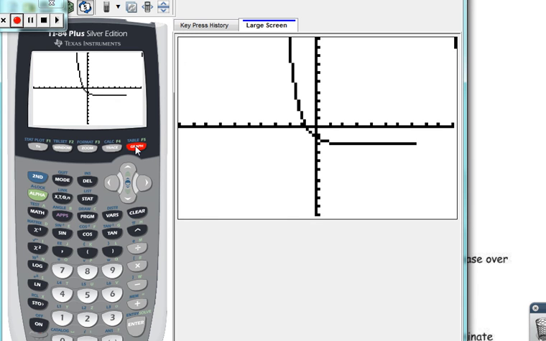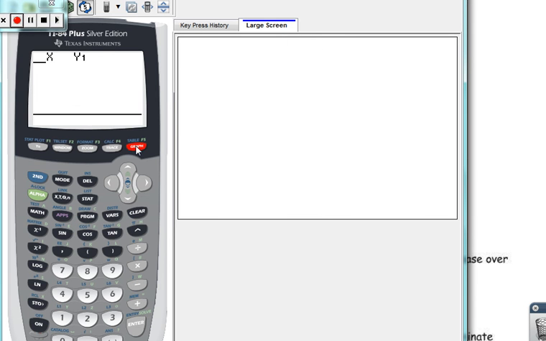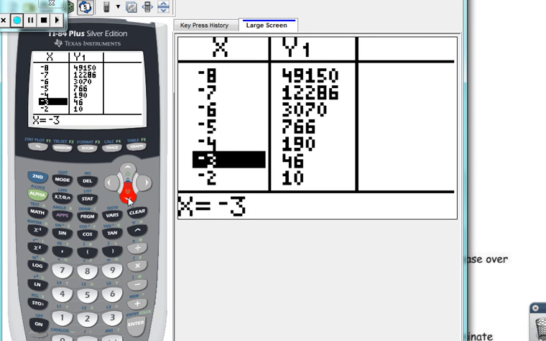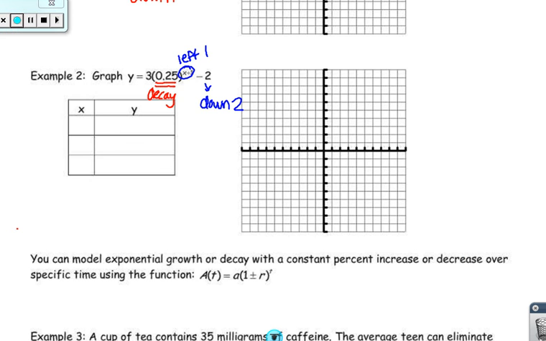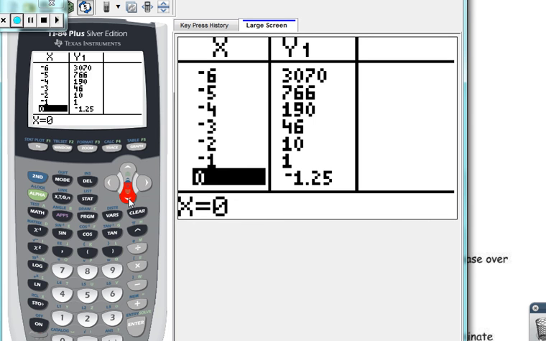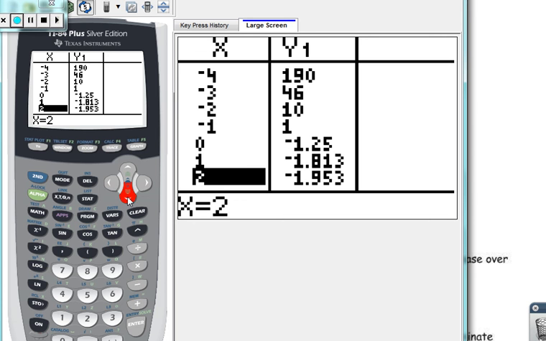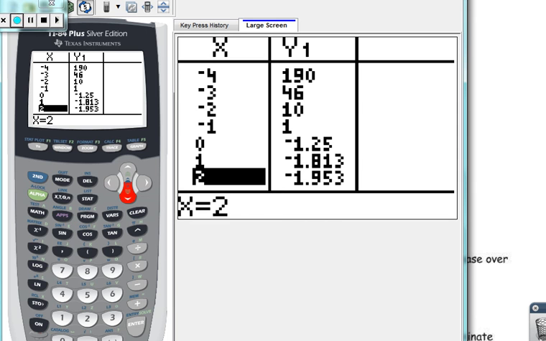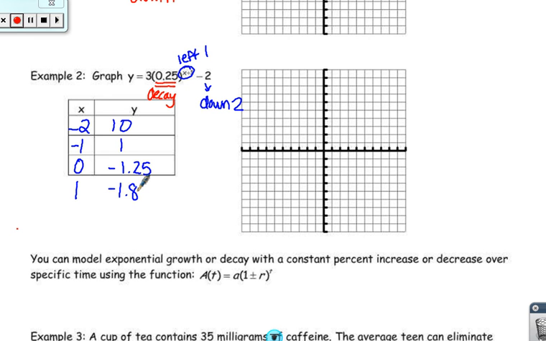Here's the picture that we need to make. Remember, this graph is going down 2, so it looks like we have an asymptote at -2. If I go to my table, I can't graph any of these values, but I could graph at -2. I'm up at 10. If I keep going in that manner, at -1, 1 is a point on my graph. At 0, I have -1.25. At 1, I have -1.8. And so on from there.